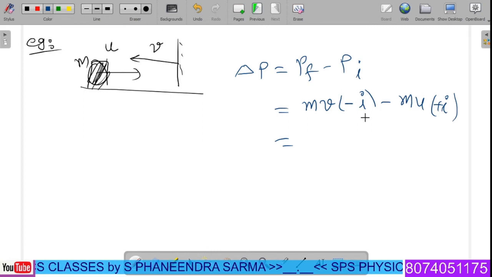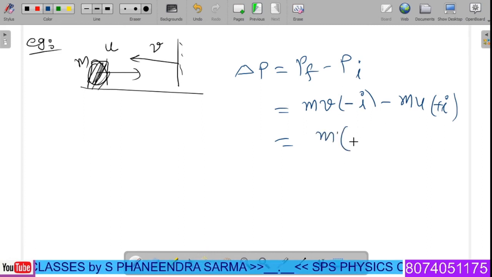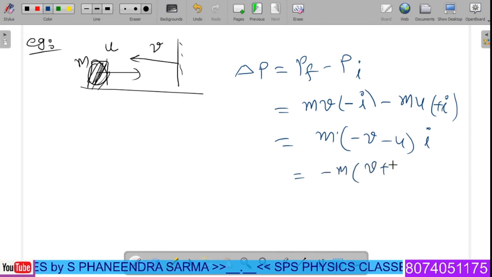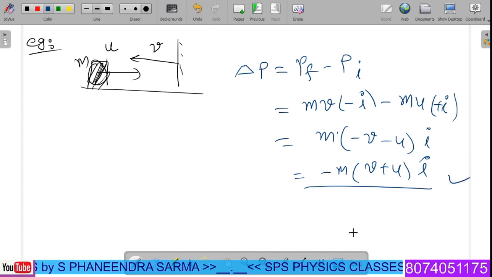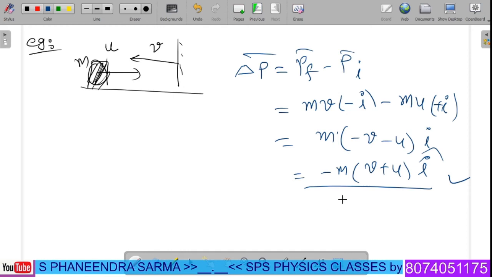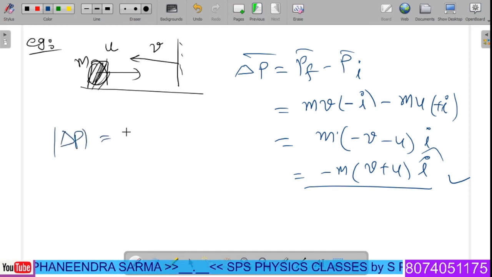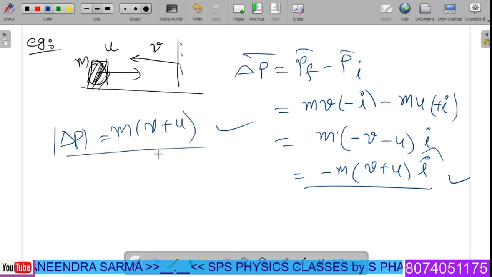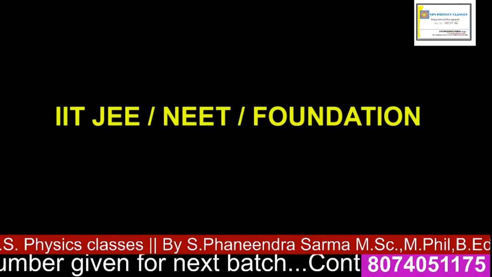Now in the given case, taking m common, you write minus v minus u of i, or otherwise taking minus common, minus m of v plus u of i. This is the correct answer in vector form, so you take a bar here. What is the magnitude? Suppose they ask, magnitude means only the value. Delta p magnitude means m into v plus u is the ultimate answer. Like that, a simple question.